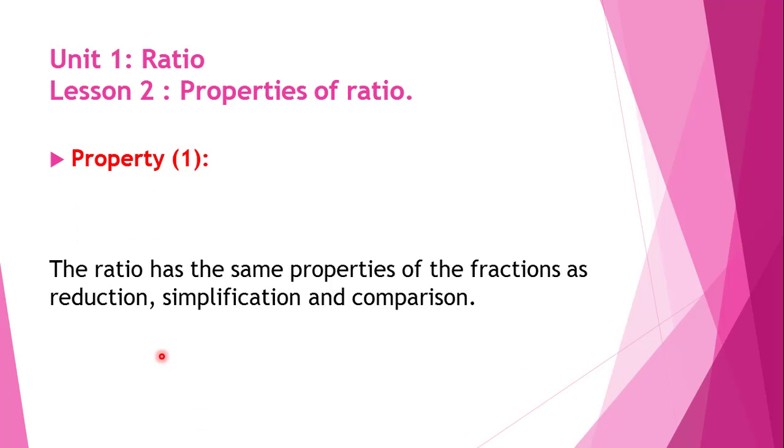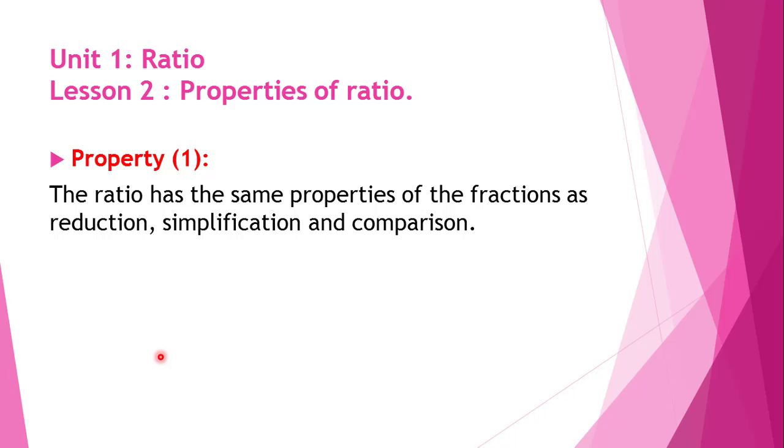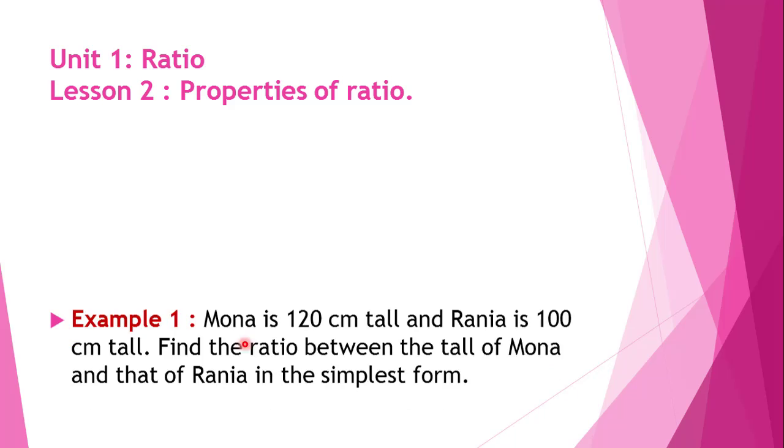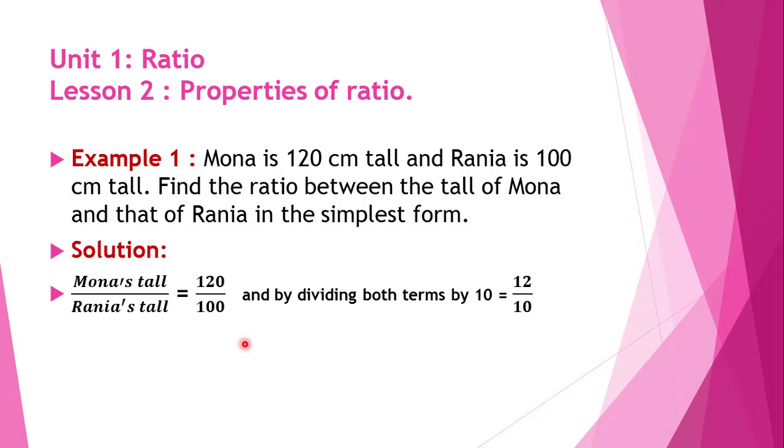The first property for ratio is that the ratio has the same properties of the fraction as reduction, simplification, and comparison. Let's take an example. Mona is 120 centimeters tall and Rania is 100 centimeters tall. Find the ratio between the height of Mona and that of Rania in the simplest form. The first term is Mona's height, which is 120. Rania's height is 100. So I have 120 over 100.